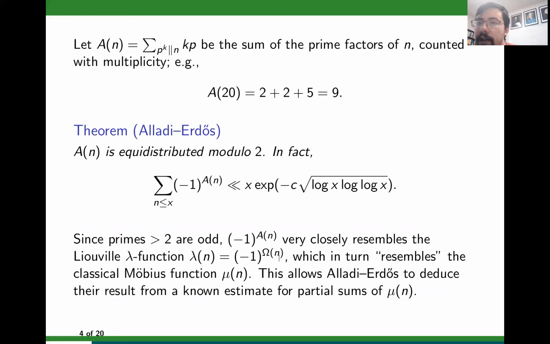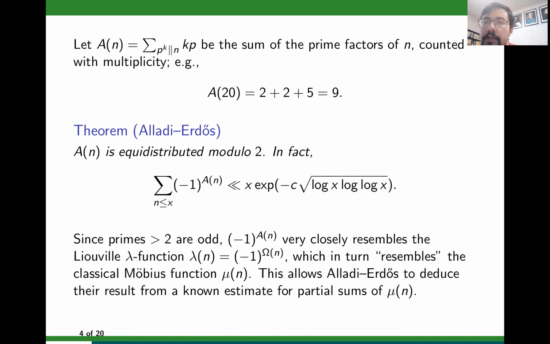So I'm going to define a capital A of n to be the sum of the prime factors of n counted with multiplicity. So for example, A of 20 is 2 plus 2 plus 5. And the 2 appears twice because 2 squared divides 20. So in the 70s, Alladi and Erdős wrote a paper about various properties of the function A of n, and there are many theorems in the paper. I'm extracting one result. I'm not claiming this is the most important result in their paper, but this is the one that's relevant for this talk.